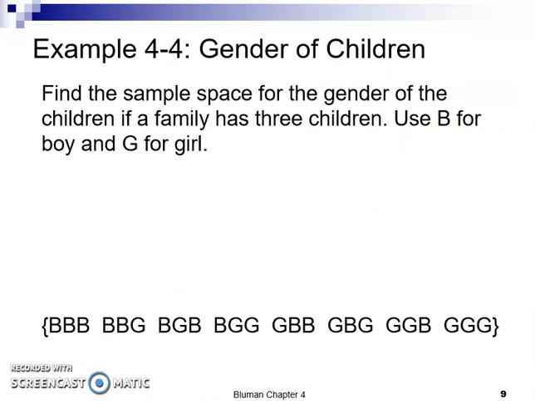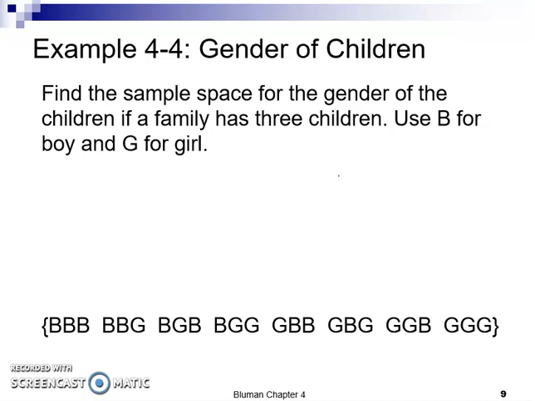Now, in this particular problem, it says find the sample space for the gender of a family if a family has 3 children, using B for boy and G for girl. Now, when I look at this, they give us the sample space there at the bottom of the page. And you might be thinking, how in the world did they get that sample space? Well, there's a process that we use.